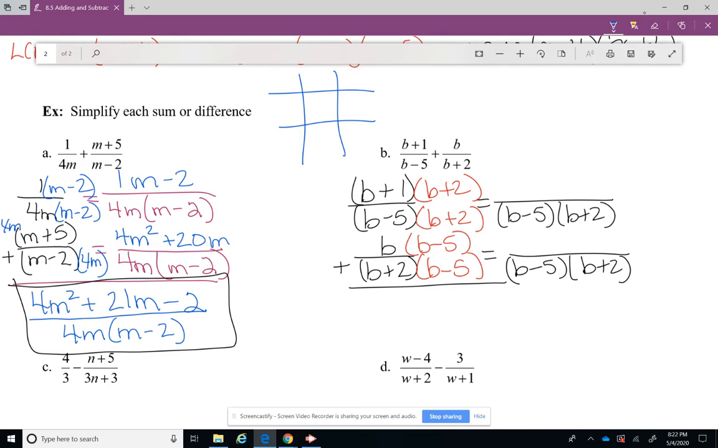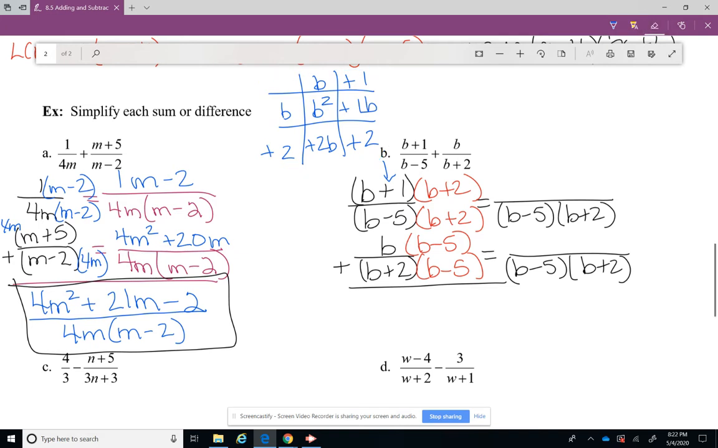I could take the b plus 1 and the b plus 2, and I can multiply like this. b times b is going to be b squared. 1 times b is going to be 1b plus 1b. You don't have to put the 1 there if you don't want to. b times 2 is going to be positive 2b. And then 2 times 1 is going to be positive 2.